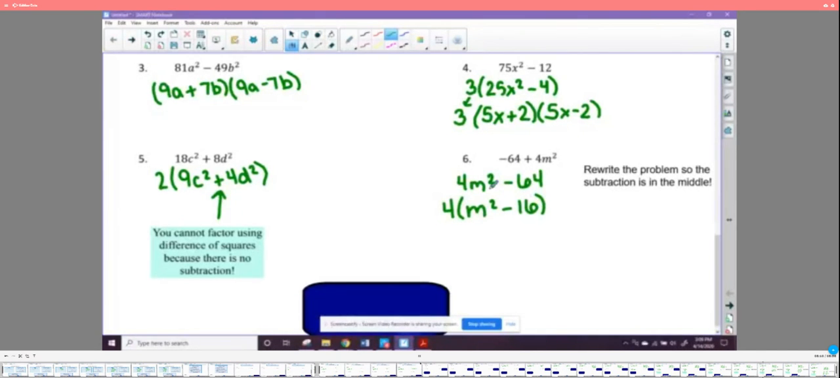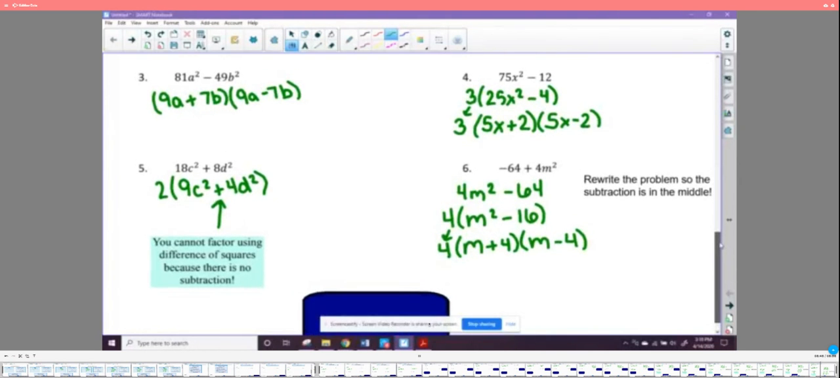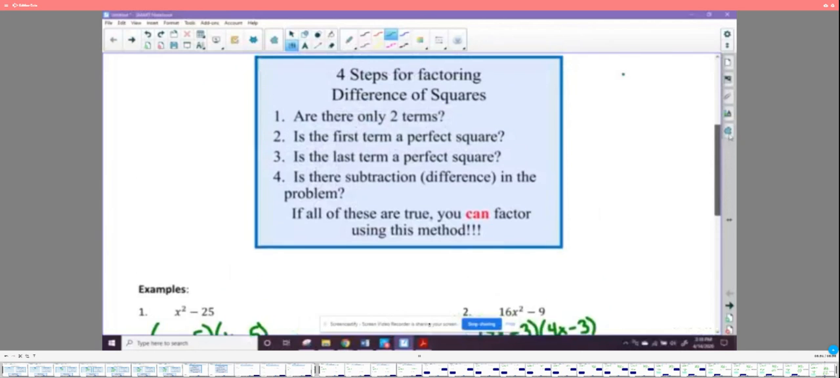Now, difference of squares. How would we factor the inside parentheses? Well, m squared would factor out to be just the m, then 16 would be a 4. So our first binomial is m plus 4. The second one would be the same thing but subtract. So minus 4. And then you bring down the greatest common factor. And then that is how you factor by the difference of squares.